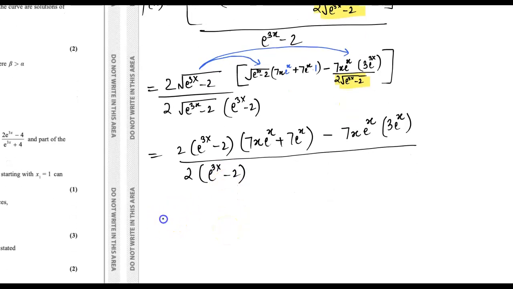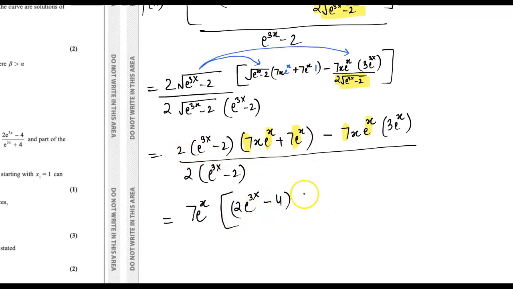Okay, nice. Now we are going to be taking 7 e to the power x common, because it's here, it's there and it's there as well. So if we take 7 e to the power x common, we're going to be getting 2, I'm just expanding it, 2 e to the power 3x, this is what I'm expanding here, minus 4 in a bracket.